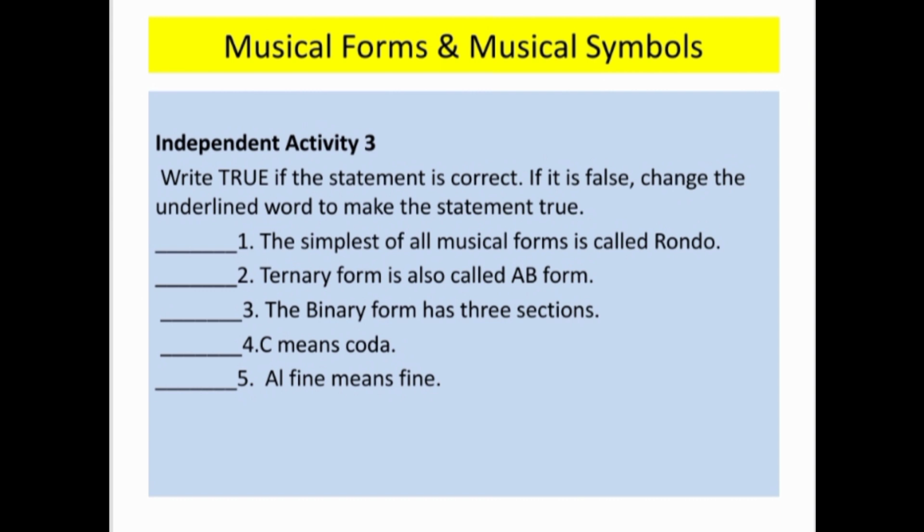Independent activity 3. Write true if the statement is correct. If it is false, change the underlined word to make the statement true. Number 1. The simplest of all musical forms is called rondo. Number 2. Ternary form is also called AB form. Number 3. The binary form has 3 sections. Number 4. C means coda. Number 5. Al fine means fine.